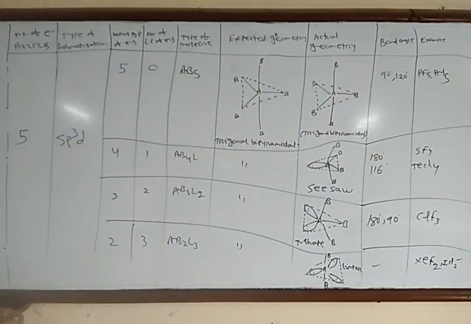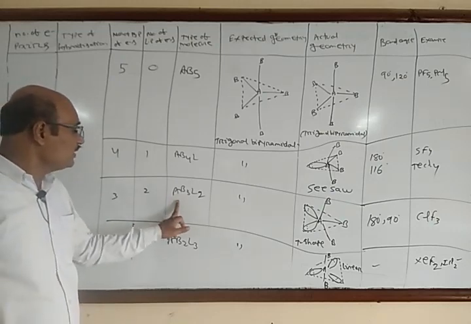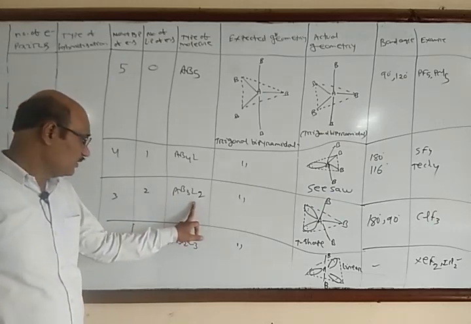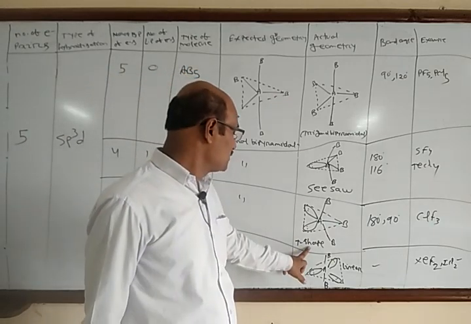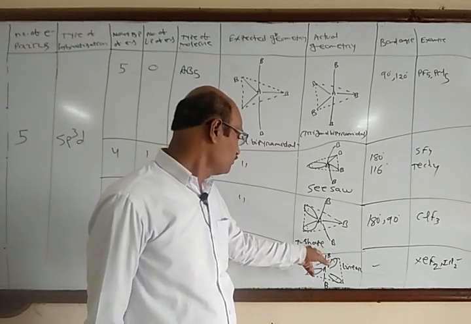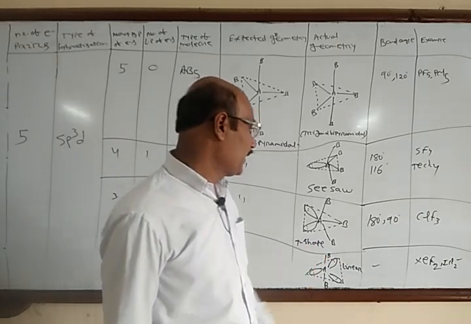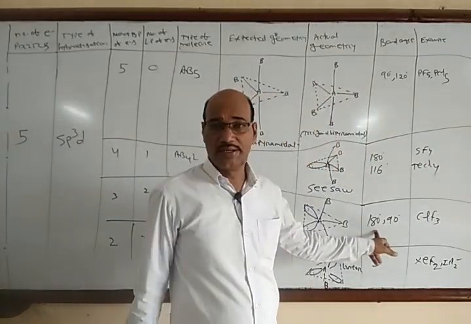And when we have 3 bond pair, 2 lone pair, it is AB3L2 type, and here the geometry becomes what? The seesaw. The actual geometry or shape becomes what? The T shape. ClF3 is the example. We can have 2 angles here, 180 and 90 degree.